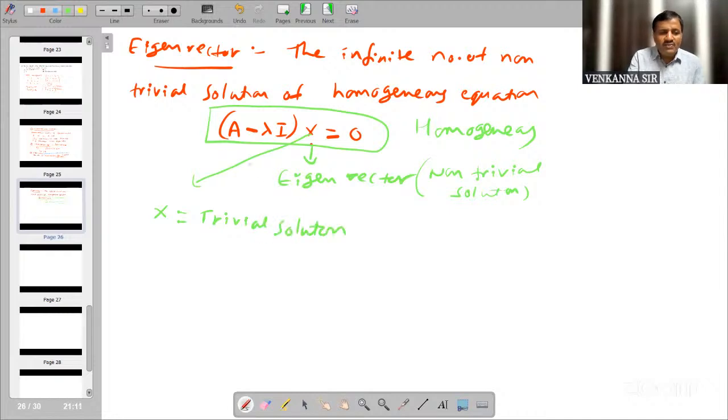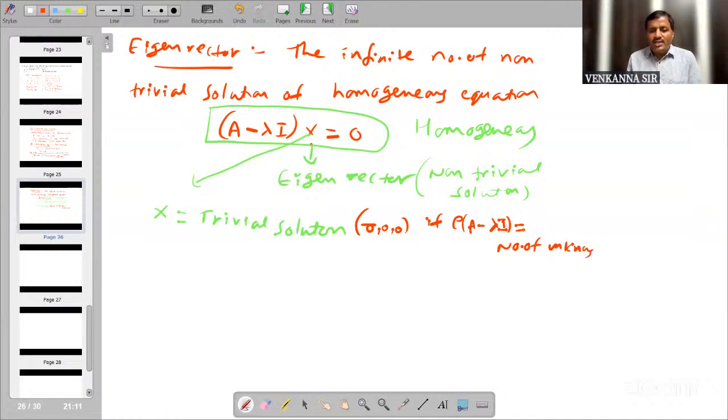Capital X is a trivial solution. When is it going to become a trivial solution? Listen here. Trivial solution means 0, 0, 0. Capital X is a trivial solution if rank of A minus lambda I is equal to the number of unknowns.